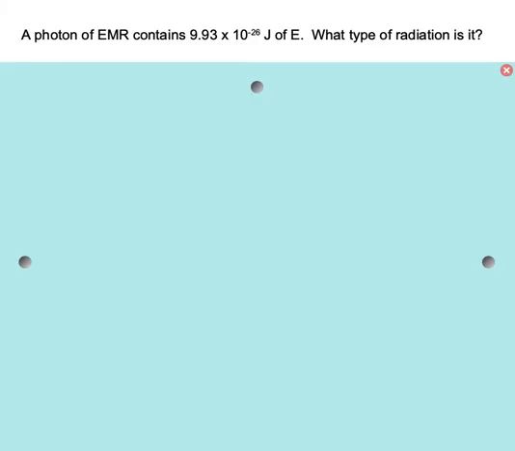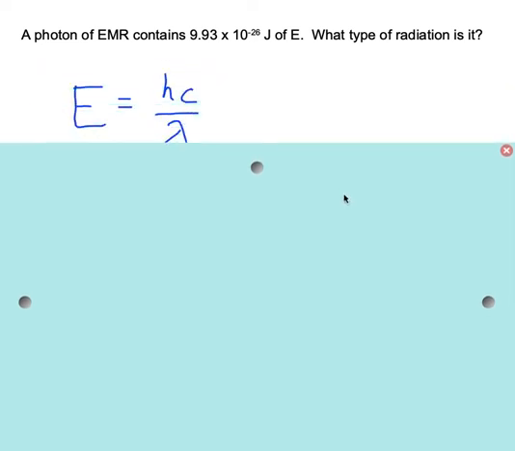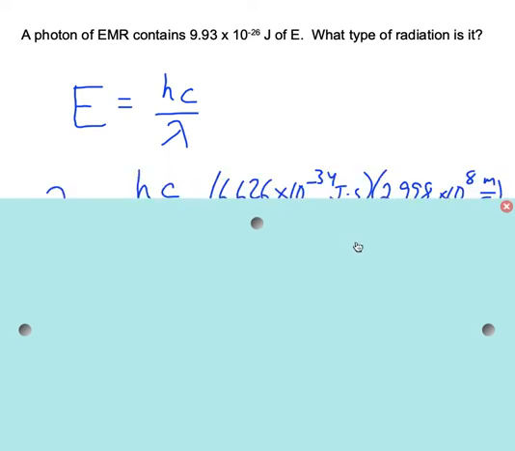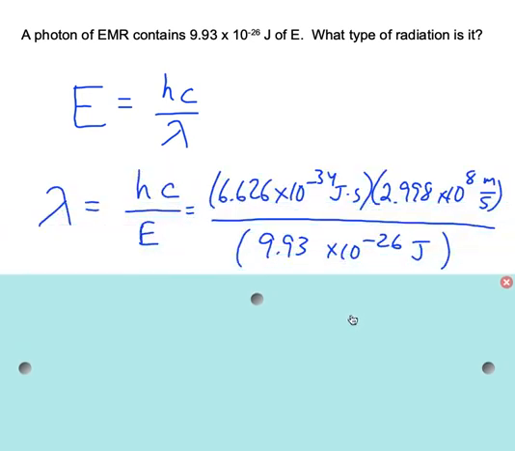In our final problem, I ask the question, a photon of electromagnetic radiation contains 9.93 times 10 to the negative 26th joules of energy. What type of radiation is it? How are we going to identify the type of radiation? Well, we have, from the previous problem, energy equals Planck's constant times speed divided by wavelength. I'll simply rearrange this algebraically to isolate wavelength. That gives me wavelength equals Planck's constant times speed over energy, or lambda equals hc over E.